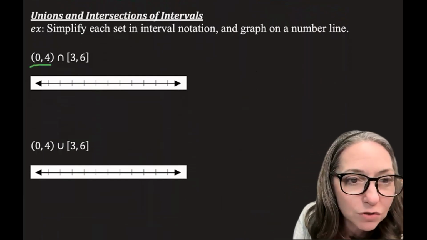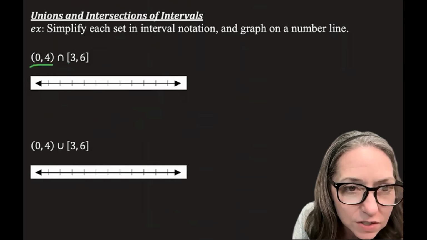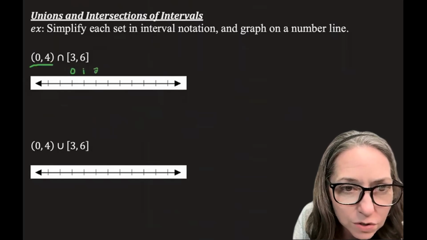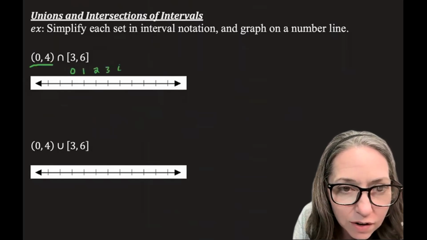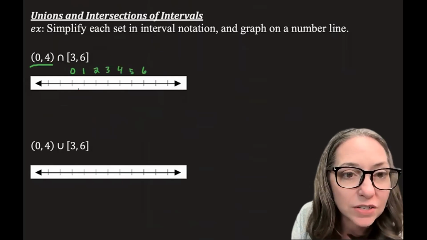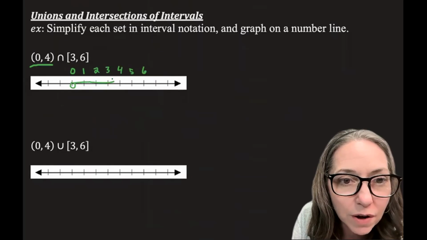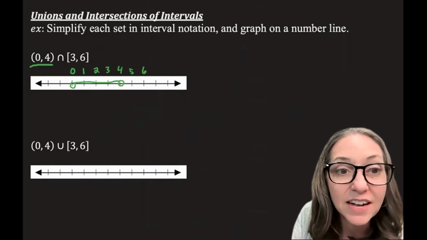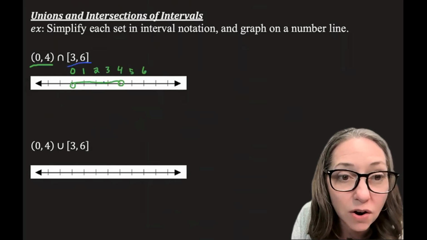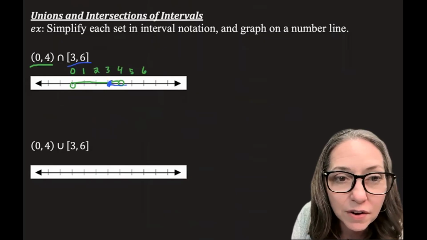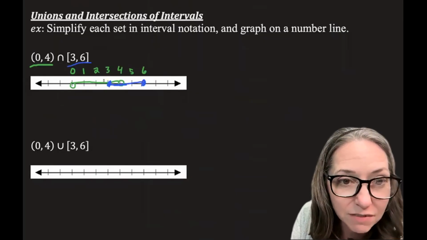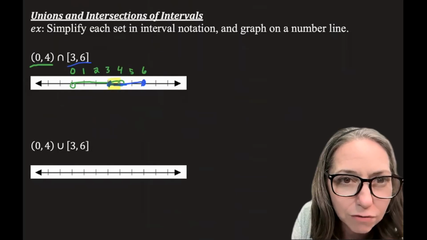We could graph the numbers from 0 to 4. So I guess let's call that 0, 1, 2, 3, 4, 5, and 6, since those are the numbers we have up here. All right, so from 0 to 4, we're not including 0, and we're not including 4, so it would look about like that. Then from 3 to 6, we are including 3, and then all the numbers from there to 6, including 6. The overlap, the set of numbers in both, is only from there to there, 3 to 4.